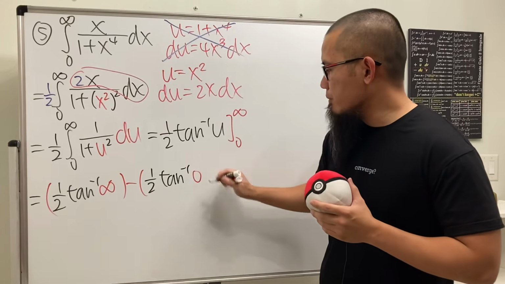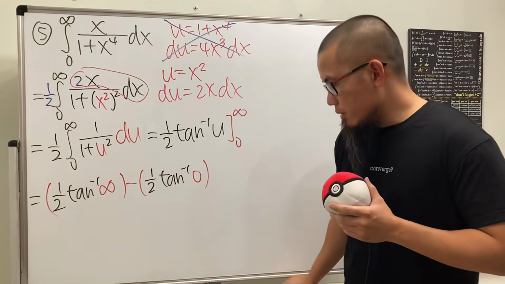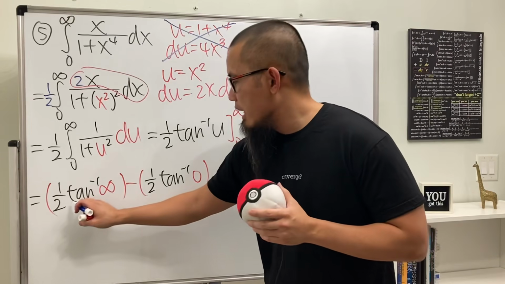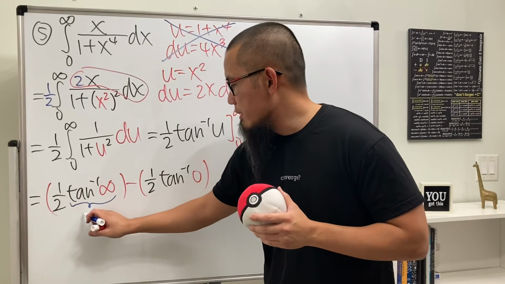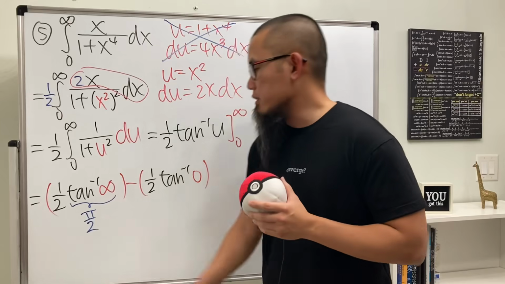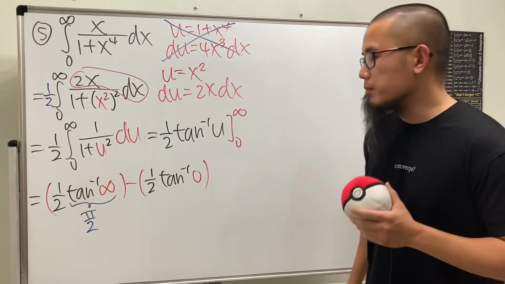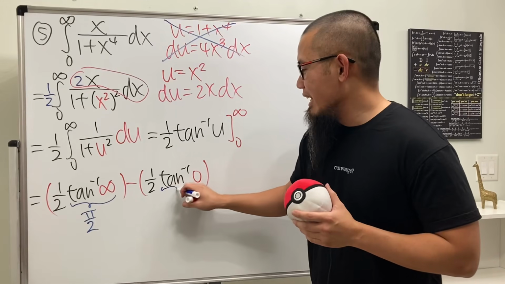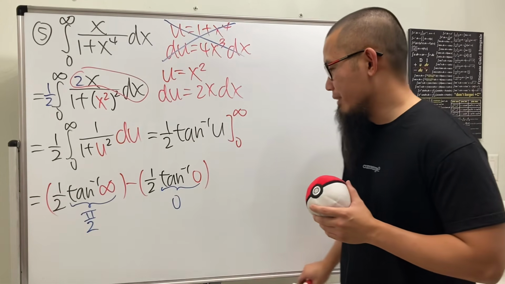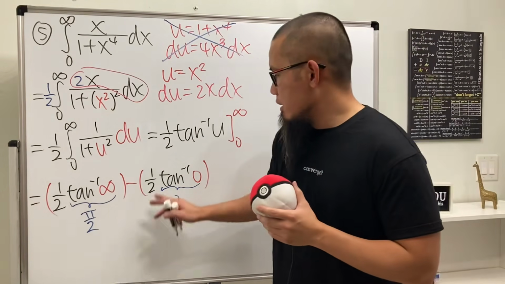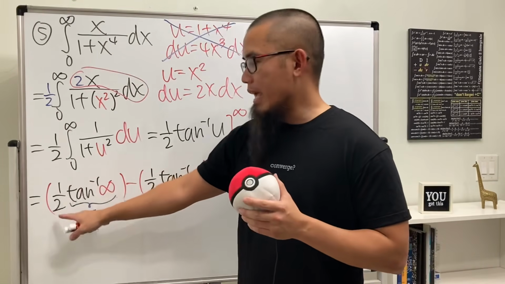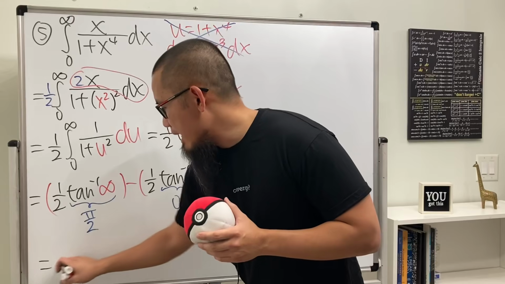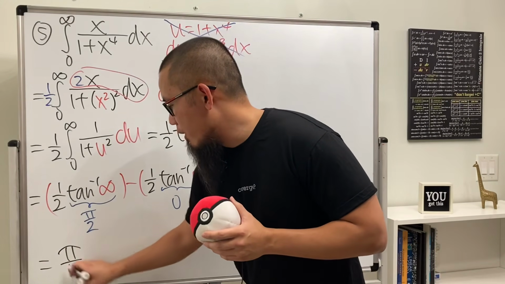of 0. Well, can we draw a conclusion right here? Yes, inverse tangent of infinity is pi over 2 because of the graph. It has the horizontal asymptote. And can we draw a conclusion right here? Yes, inverse tangent of 0 is just equal to 0. So as you can see, this is just 0, so we just have 1/2 times pi over 2. And that's going to be pi over 4.